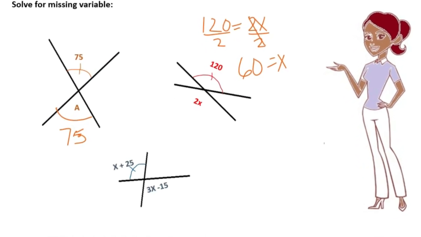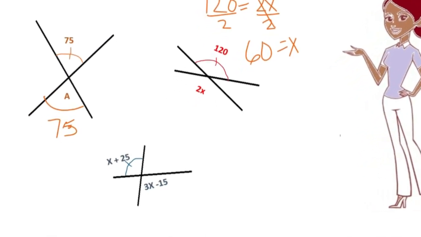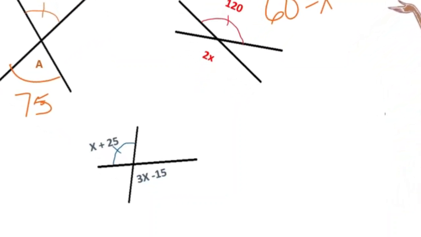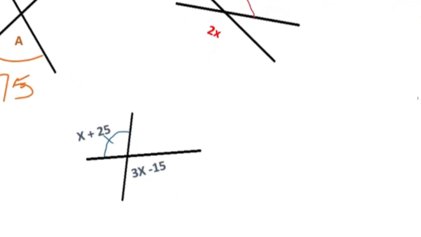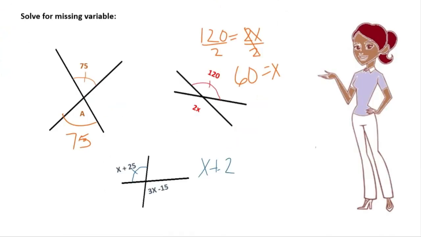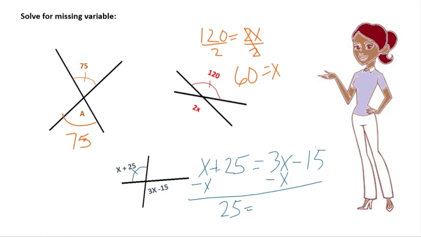This last problem, we have x plus 25, and the opposite of that is 3x minus 15. So again, we're just setting those equations equal to each other. So we're going to say x plus 25 is equal to 3x minus 15. We want to get like terms on each side, so we're going to subtract x from both sides. That leaves us with 25 equals 2x minus 15.